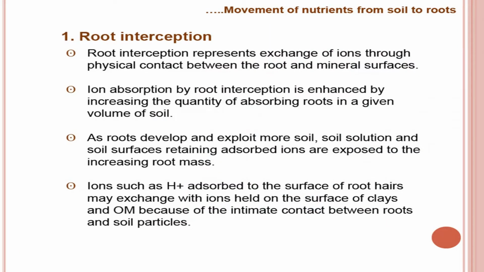Now, the first one we will see in detail, root interception. Root interception represents exchange of ions through physical contact between the root and mineral surfaces. So, the root directly comes in contact with the ions or nutrients. Ion absorption by root interception is enhanced by increasing the quantity of absorbing roots in a given volume of soil. If we have more extension of roots in the given volume of soil, then we can expect more root interception.